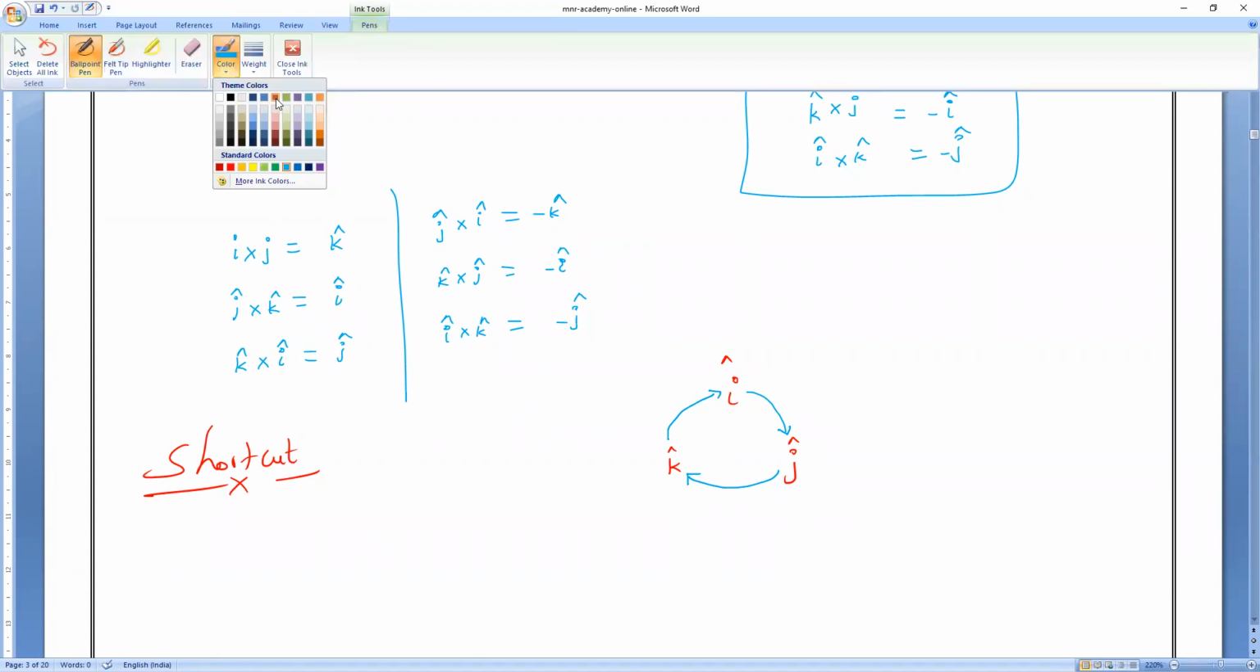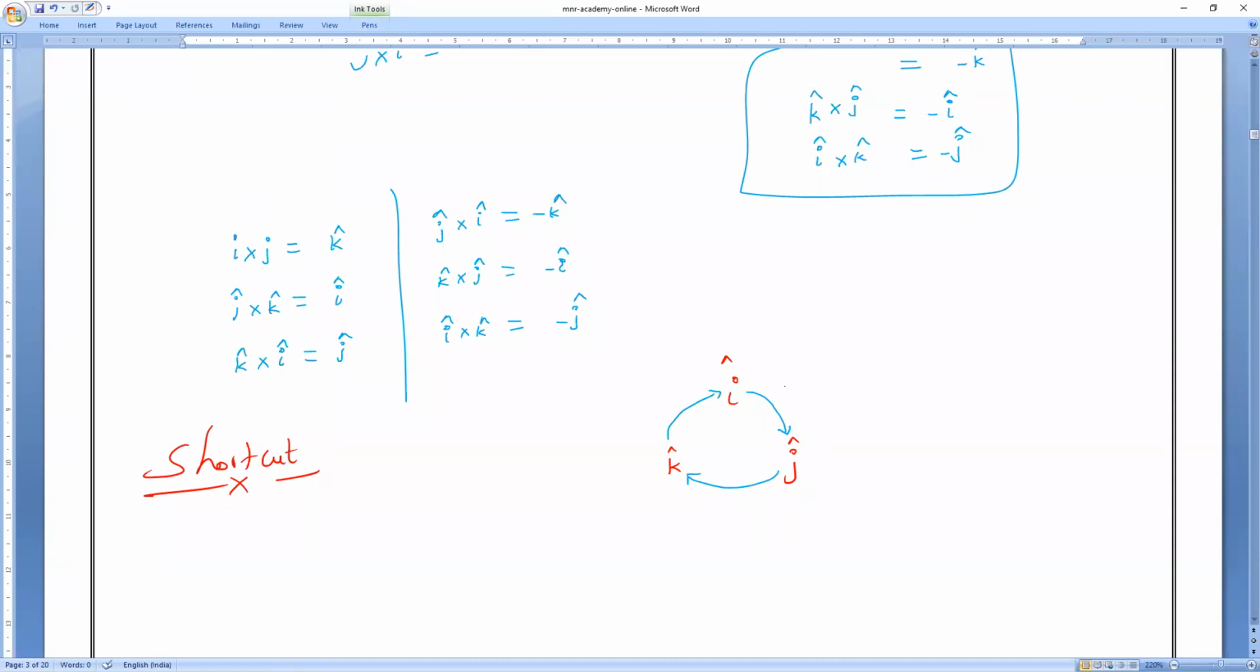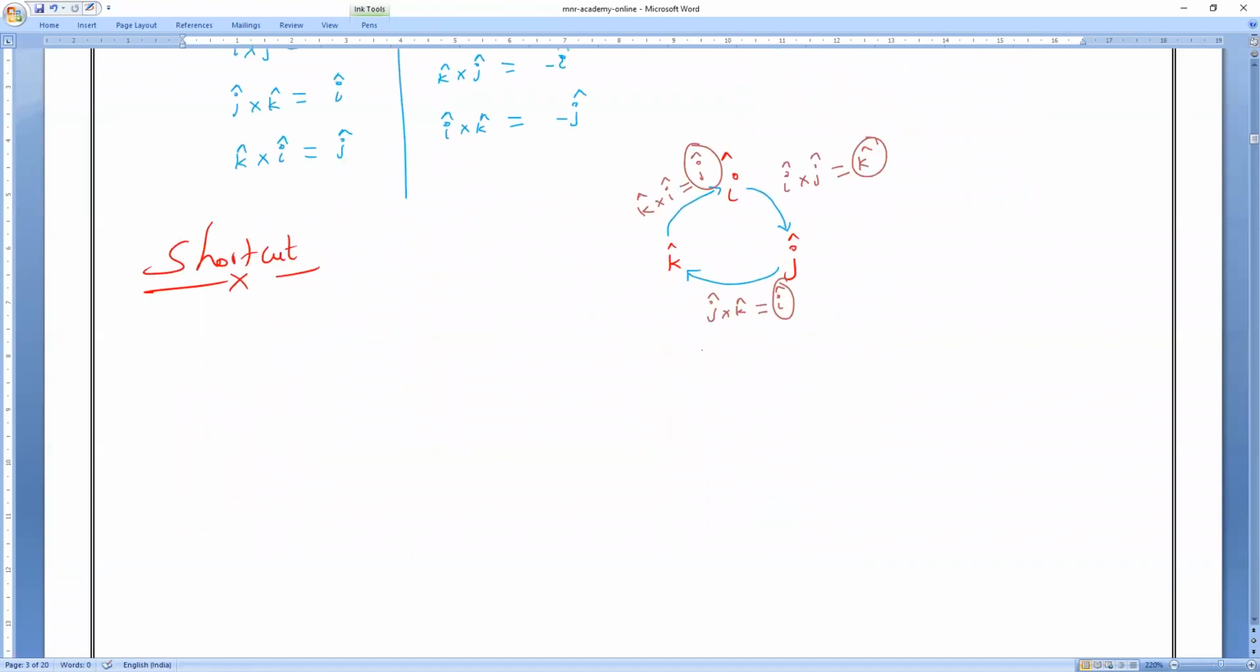Going clockwise, I cross J. What will come? We get the remaining thing, K cap. Next, J cap into K cap is equal to what? I cap. Clockwise, everybody. Next, K cap into I cap. What will come? J cap. Understood? Clockwise, everybody. Yes, sir.